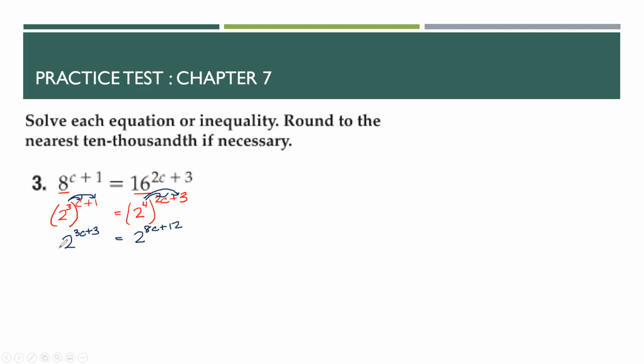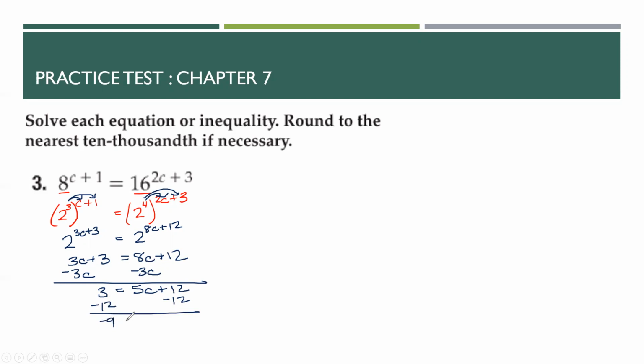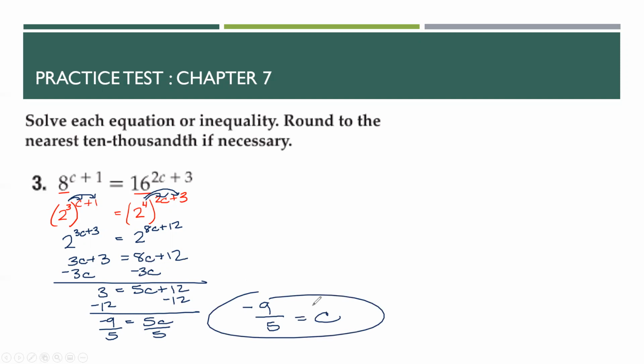Now our bases are the same, so we can set their exponents equal to each other, okay? And then now we just have an equation. We solve it like we've been solving equations all year long. So this would be 3c plus 3 equals 8c plus 12. 8c minus 3c is going to be 5c. And then I'm going to subtract 12 from both sides. I end up with negative 9 equals 5c. And then I would divide both sides by 5. So negative 9/5 is equal to c. And that's as far as we can go.